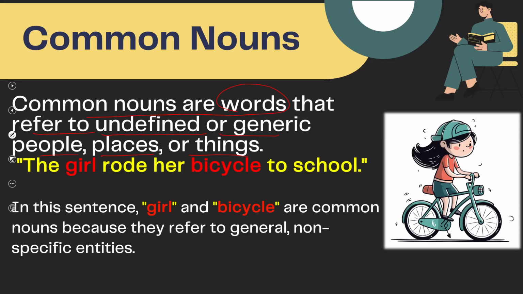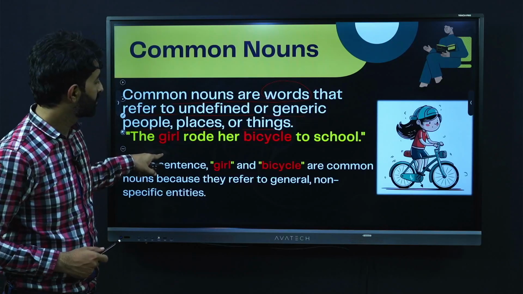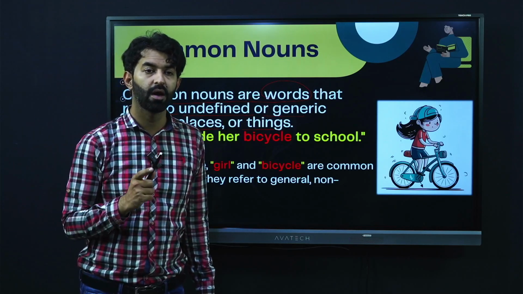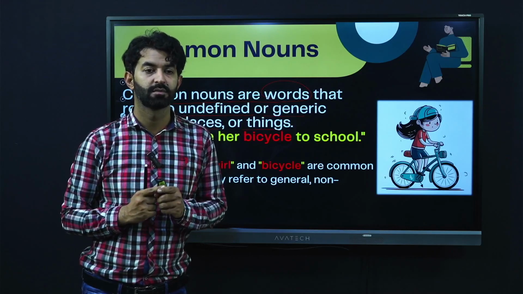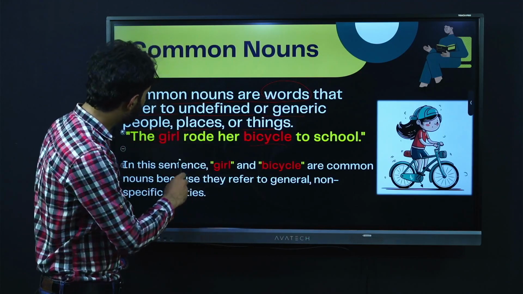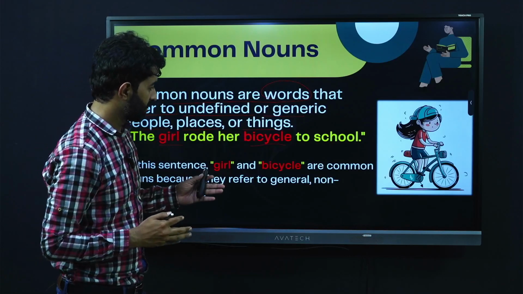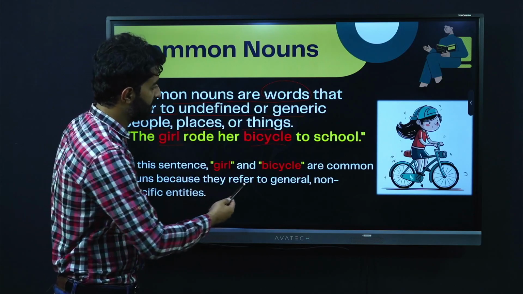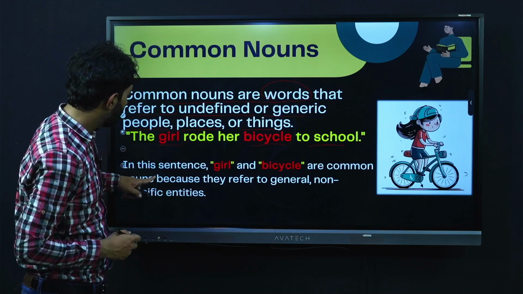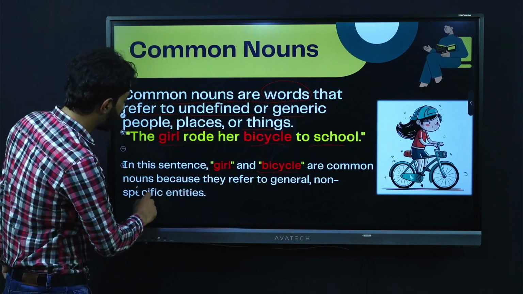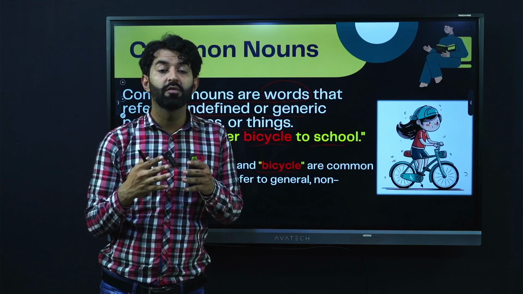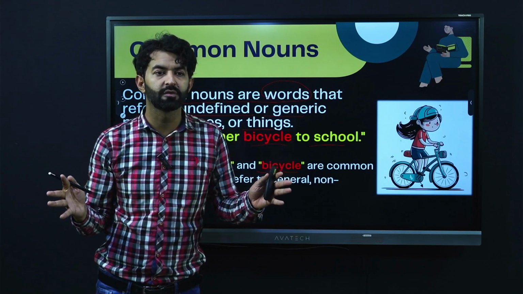Now, can you read this? The girl rode her bicycle to school. Now, can you identify common nouns? Yes, bicycle is very common. You can see it every day. Girl is also common. Now, school is actually, yes, you can say that. In this sentence, girl and bicycle are common nouns because they refer to general, non-specific entities. We are not specifying anything. They are common things. Okay?